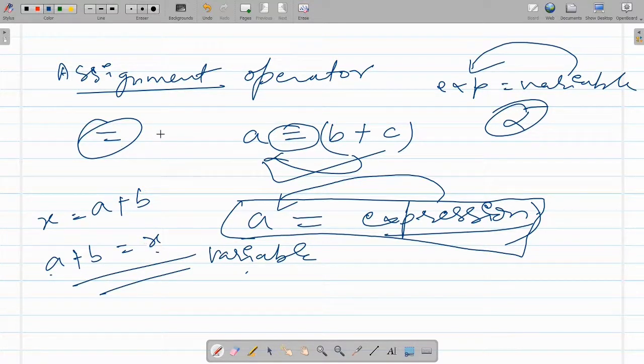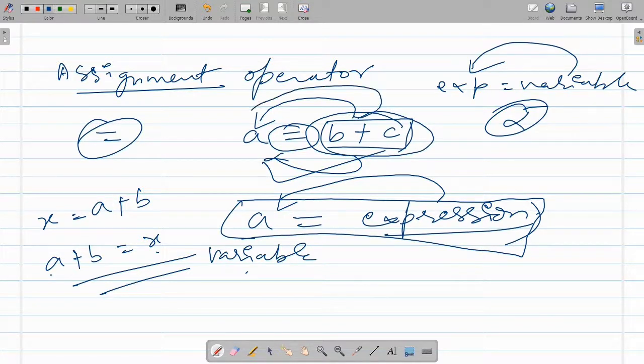The associativity of the assignment operator is right to left. This means in an expression you have to solve the right hand side expression first, then you can assign the value into a variable. So in a equals b plus c, the associativity of this assignment operator is right to left. This means first you have to calculate the value of the right hand side expression, then assign the value into a variable.